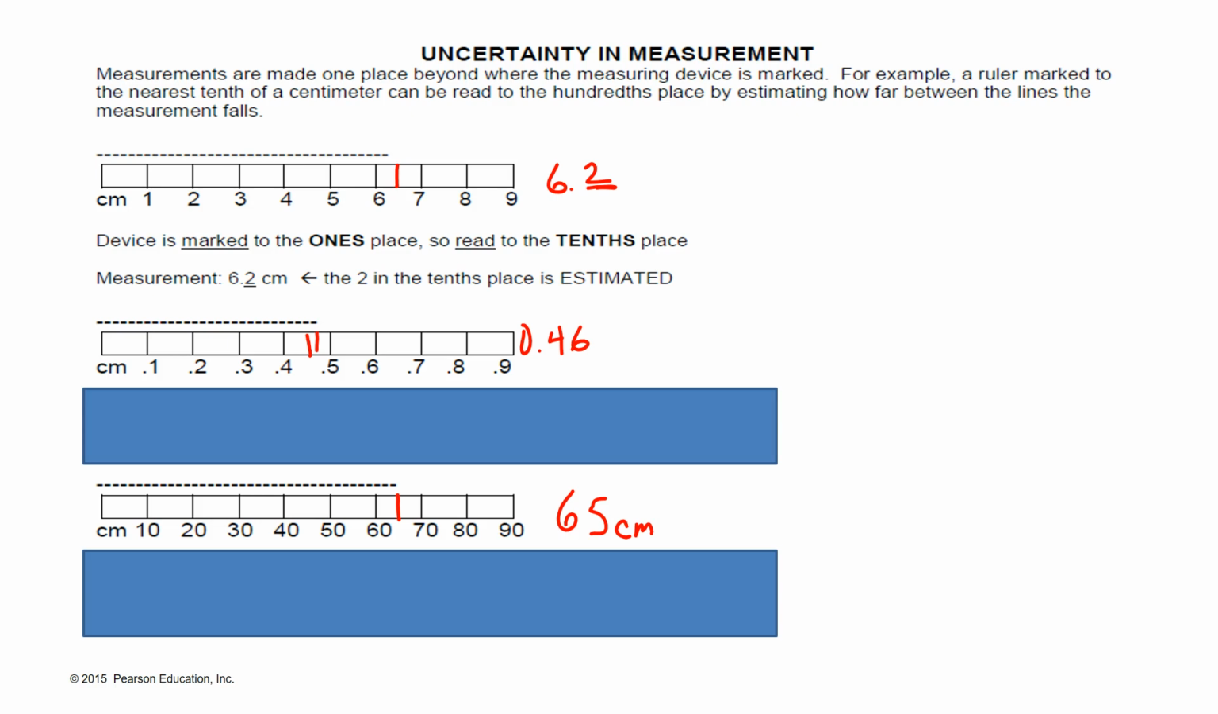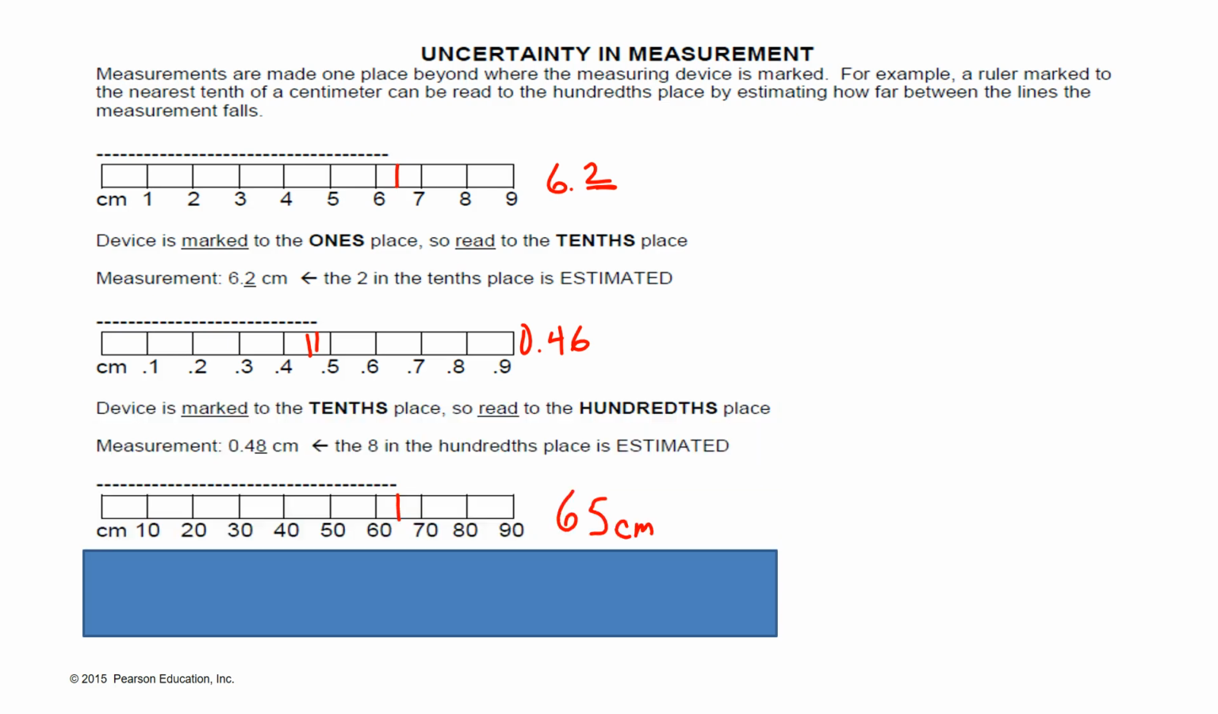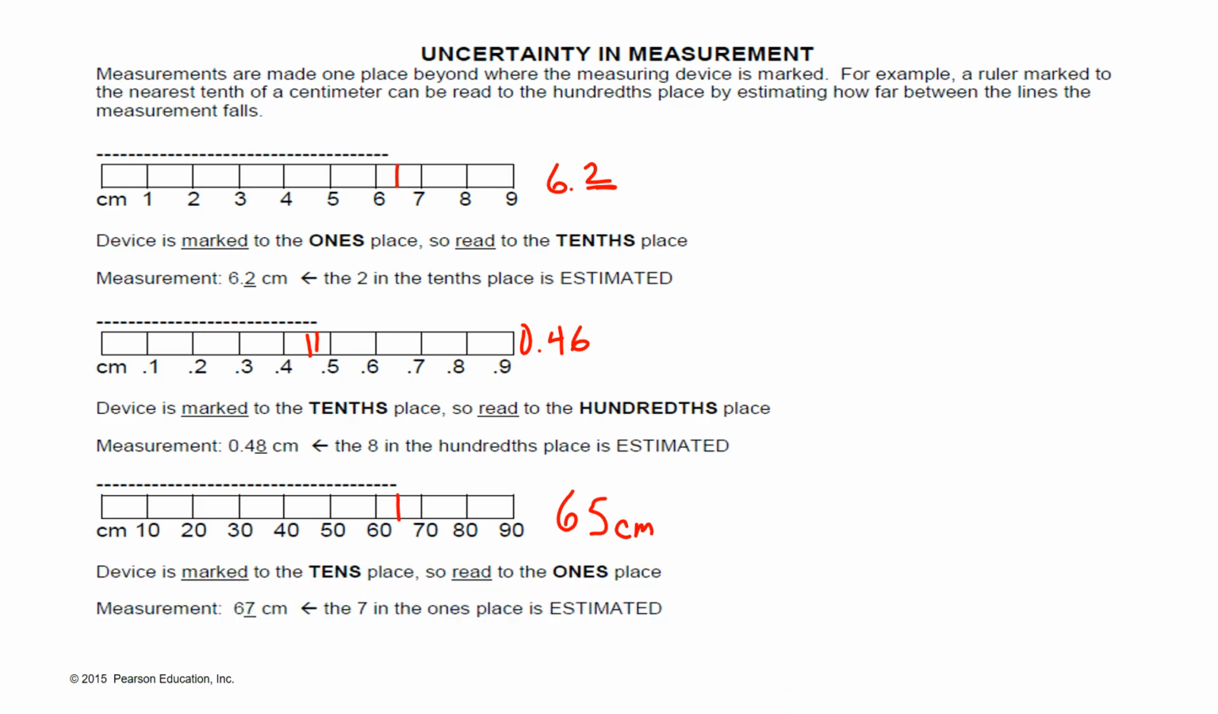All right, and same thing for that second ruler. You see, they gave a different number than I read it as. That second ruler is marked to the tenths place, so that means we can estimate the 100ths place. All right, and then same thing with the last one. This one is measured to the tens place, so that means we can estimate the ones place. Now, they said it's a little over half. That's perspective. All right.